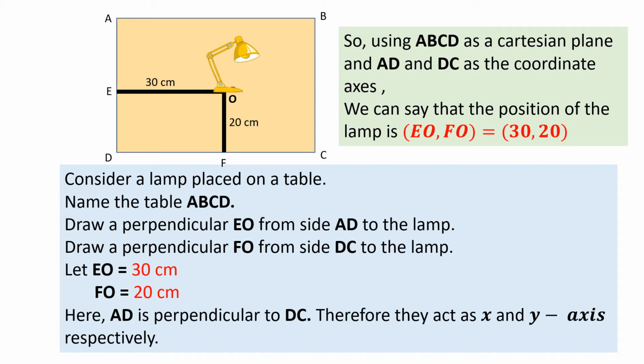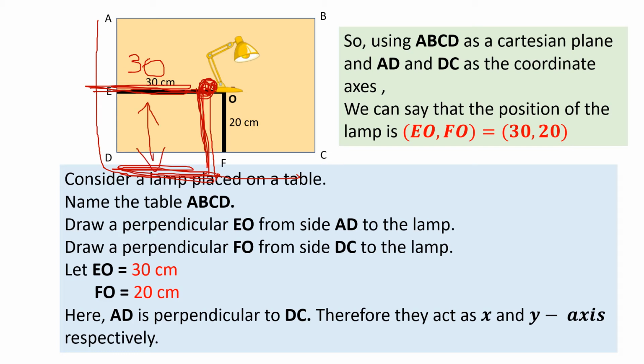You can see this. I've treated this as the y-axis and this as the x-axis. So from this point to this point, if I mark like this, and this point I take as the position of the lamp, then this is 30 and this is 20. This is 30, which means on the x-axis also this is 30 itself, right? Because these are both the same distances. This distance and this distance is the same. So this is 30 means this is also 30.